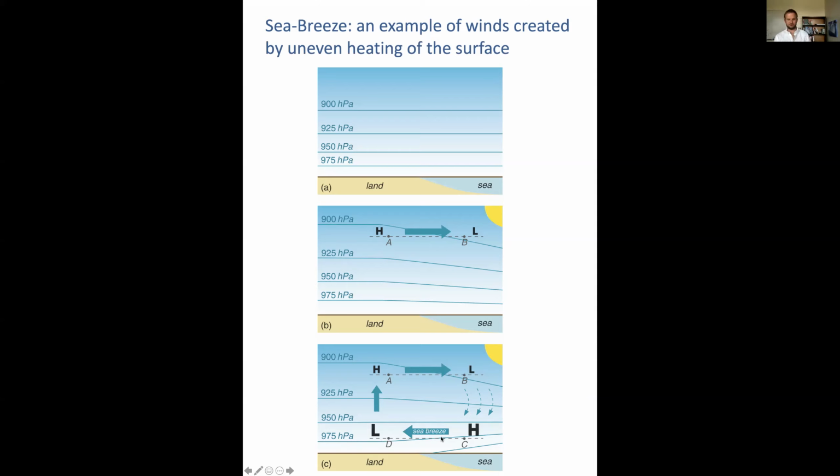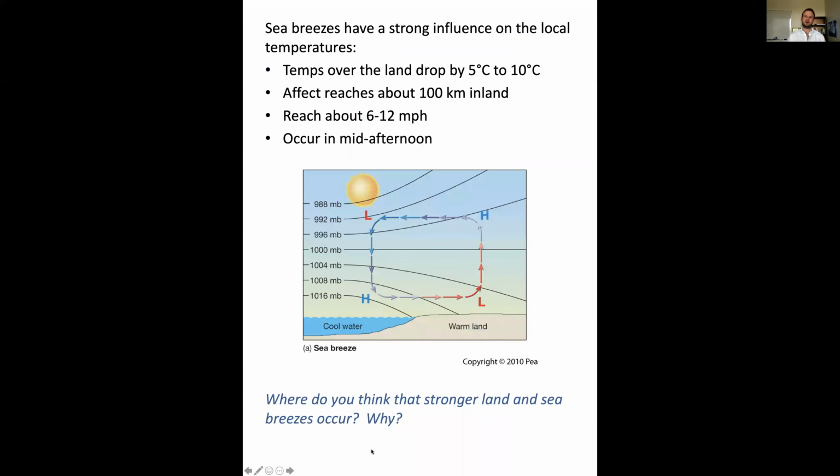Okay, so the sea breeze brings this cold air from the ocean towards the land. And that's why sometimes when you're on the beach, especially in early summer, you can have this very strong influence of the sea breeze. The temperatures over the land can drop by 5 to 10 degrees C in a matter of minutes. It can affect areas up to 100 kilometers inland, and these winds can be pretty gusty as well, and typically occur in the mid-afternoon, I should say.